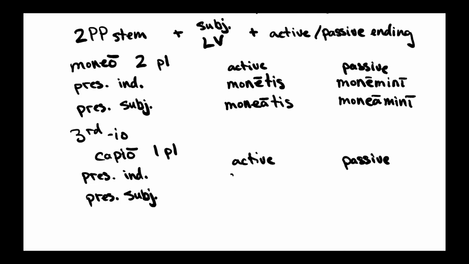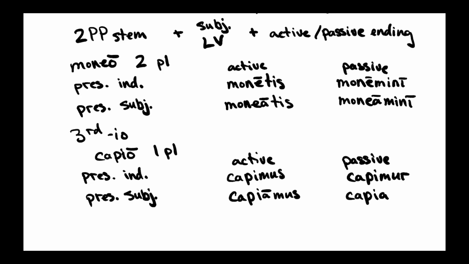So we end up with capimus, right? That short I and the linking vowel with mus as our ending. Capimur, passive ending. And then for the subjunctive, all that changes is the linking vowel. From capimus to capiamus. That long A. And from capimur to capiamur. So again, the linking vowel matters. The linking vowel really, really matters here.